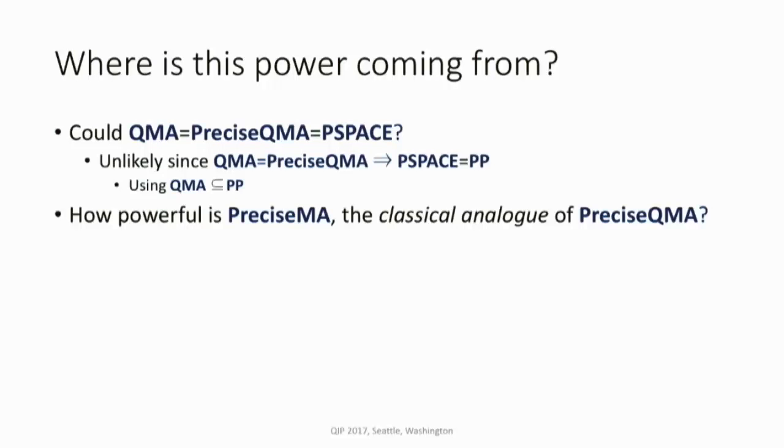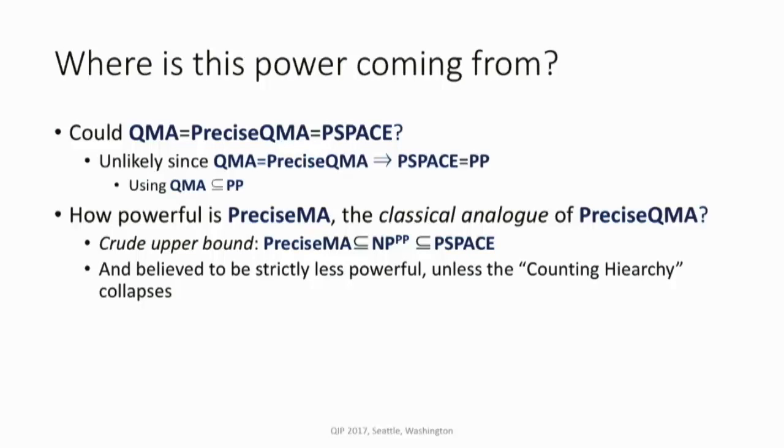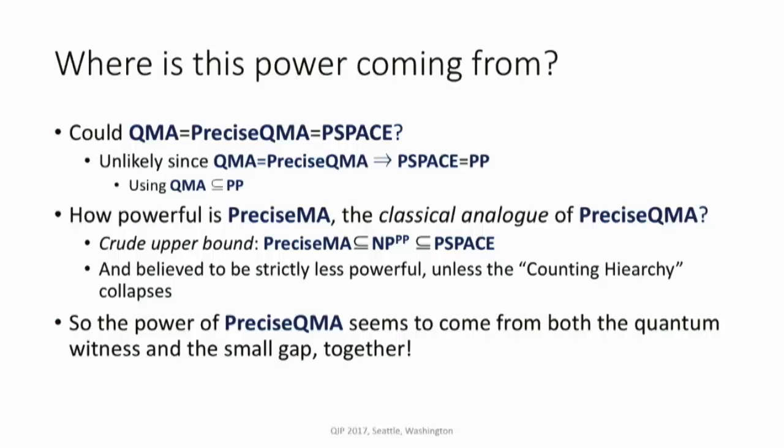How powerful is precise MA, the classical analog of precise QMA? In other words, could it be that the power just comes from this small gap, and it has nothing to do with quantum computing? Well, it turns out that a crude upper bound on this class, precise MA, is NP to the PP. I won't get into it, but we strongly think that this does not equal PSPACE. It's strictly less powerful than PSPACE. So the power of precise QMA seems to come from both the quantum witness and the small gap together, and not from only one of these two things in isolation.